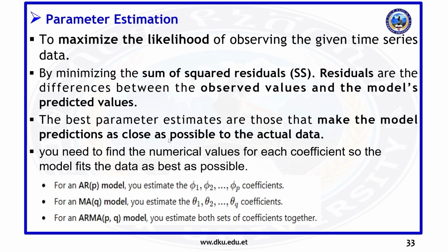Accurate parameter estimation is crucial because it ensures that the model represents the series well and can produce reliable forecasts. The parameter estimation aims to maximize the likelihood of observing the given time series data. This is often done by minimizing the sum of squared residuals. Remember, residuals are the differences between the observed values and the model's predicted values. The best parameter estimates are those that make the model's predictions as close as possible to the actual values. In practice, this means we need to find the numerical values for each coefficient so that the model fits the series as accurately as possible. Accurate parameter estimation is essential for reliable forecasting and model performance.